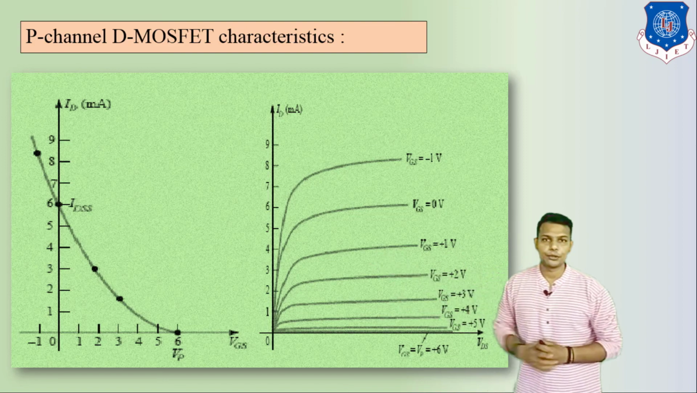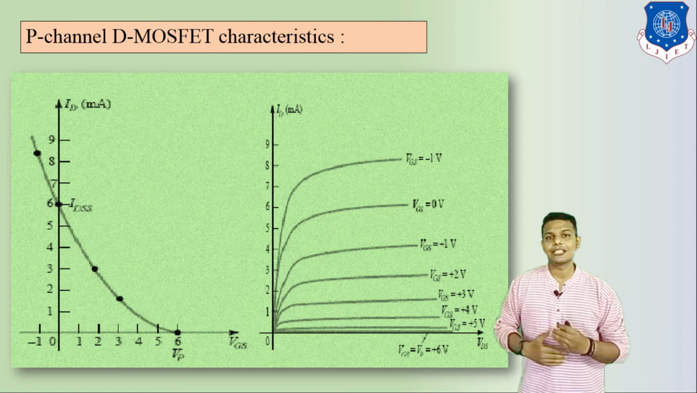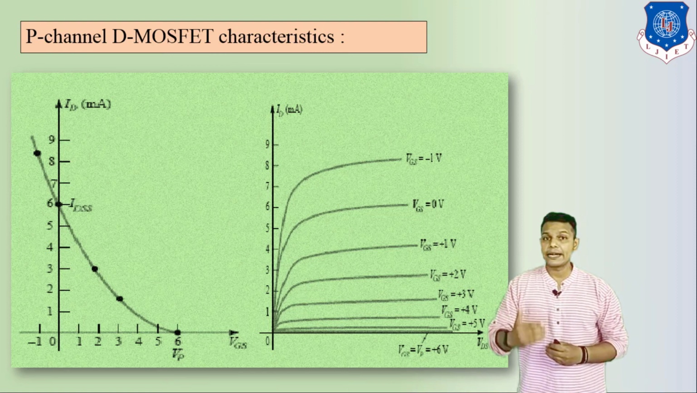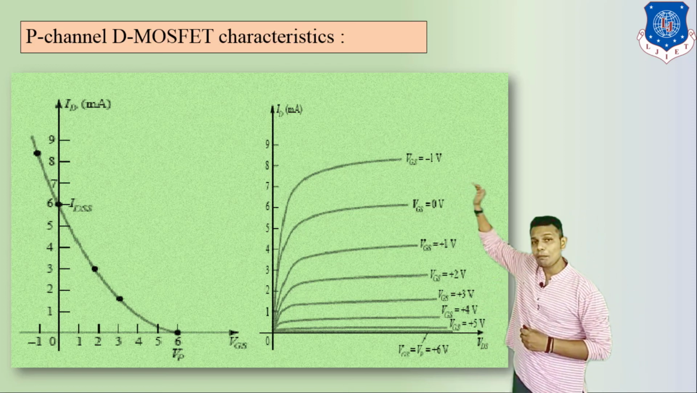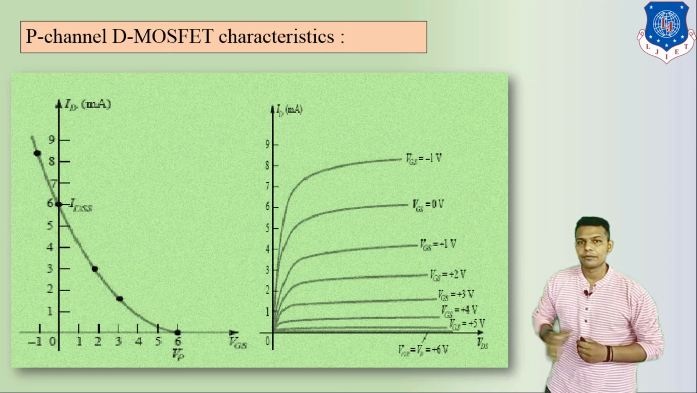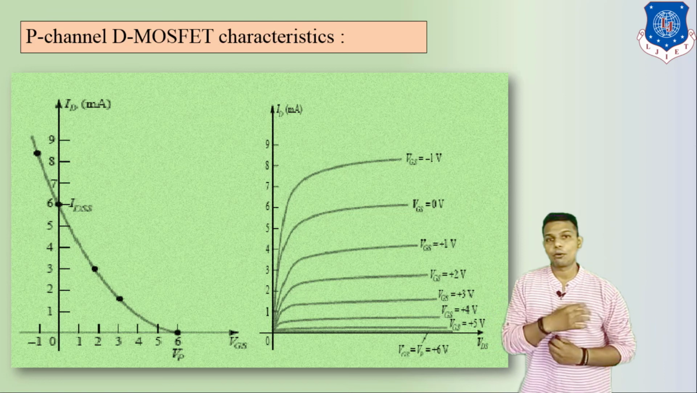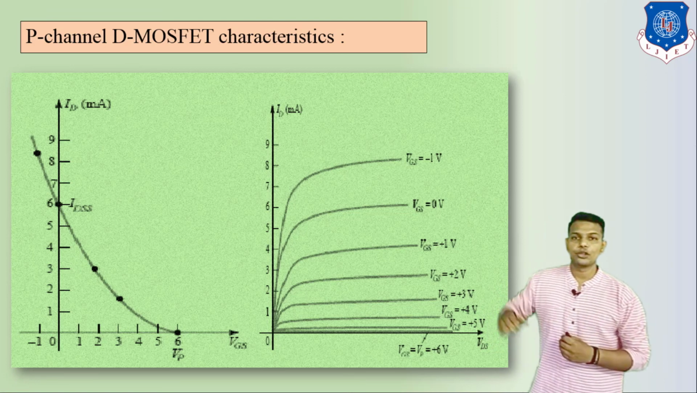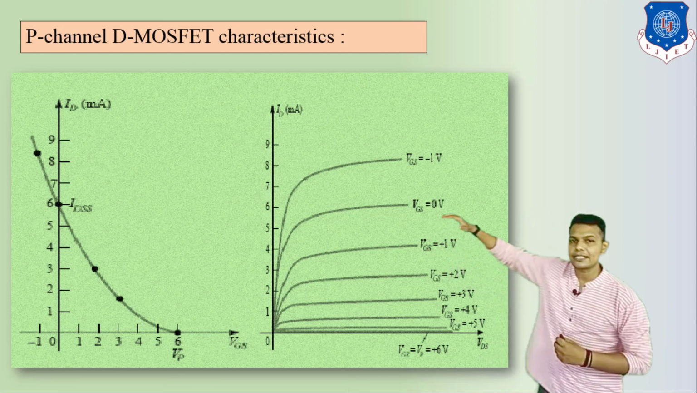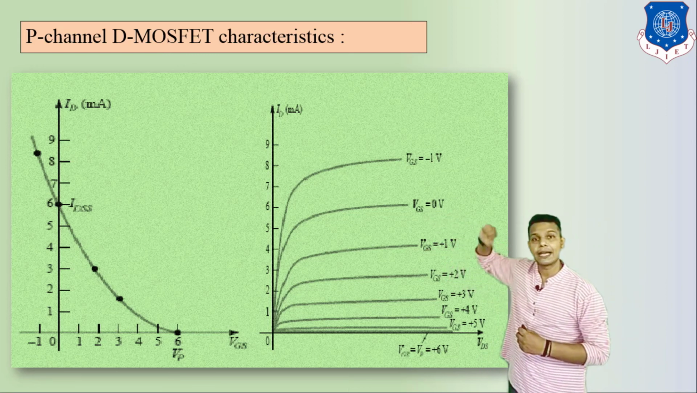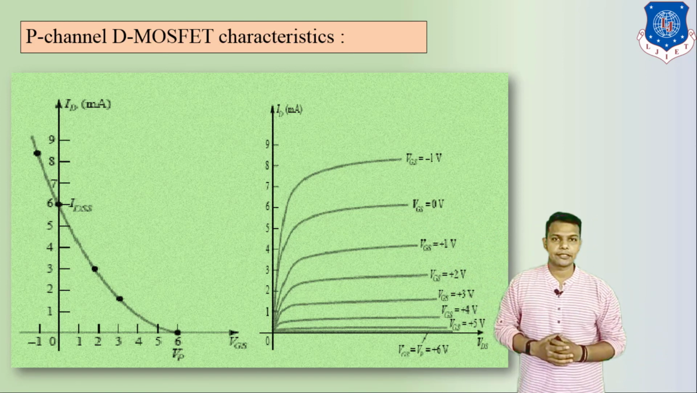Now, in case number 3, we discuss what happens if your VGS is increased on the negative side. Here we can see if your VGS is equal to -1 volt, at this time more holes are attracted towards this polarity, and that's why your drain current flow increases. So here we can see it is more than the IDSS. So this is the P-channel DMOSFET characteristics.